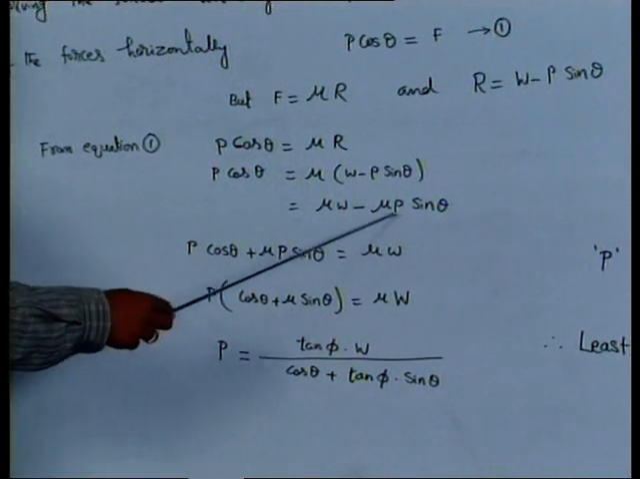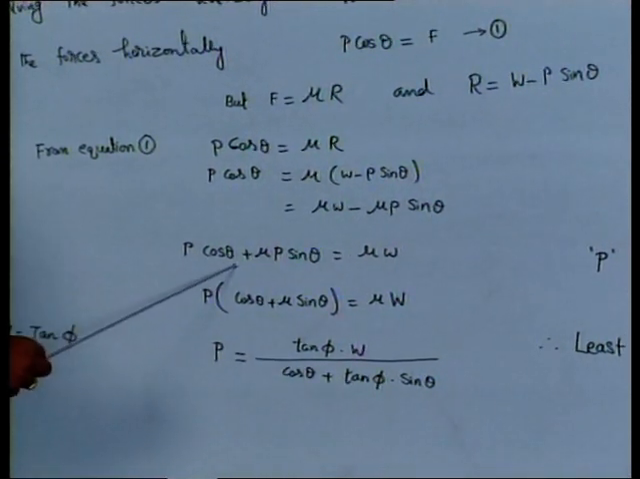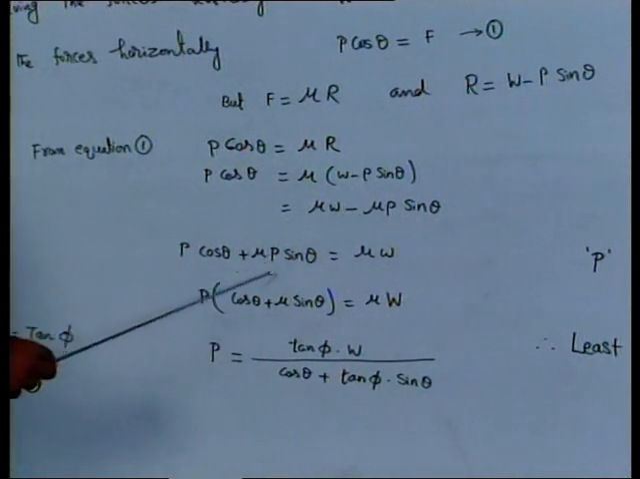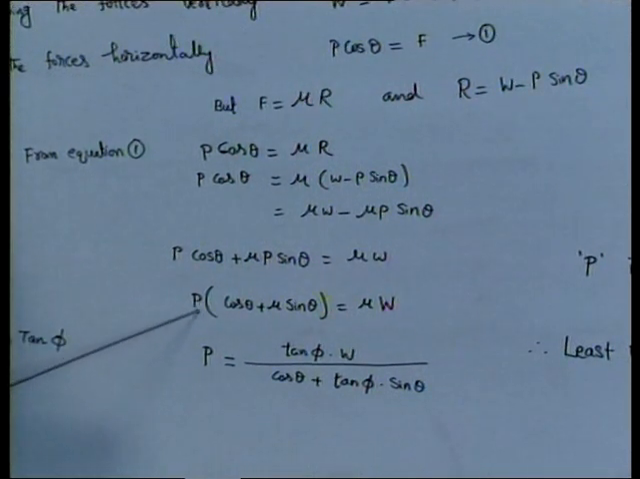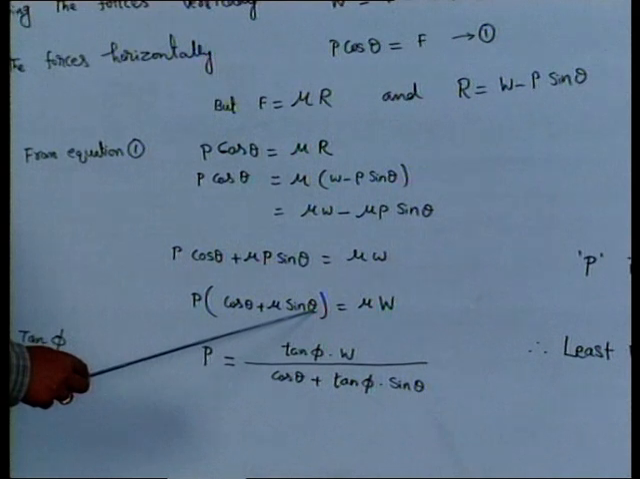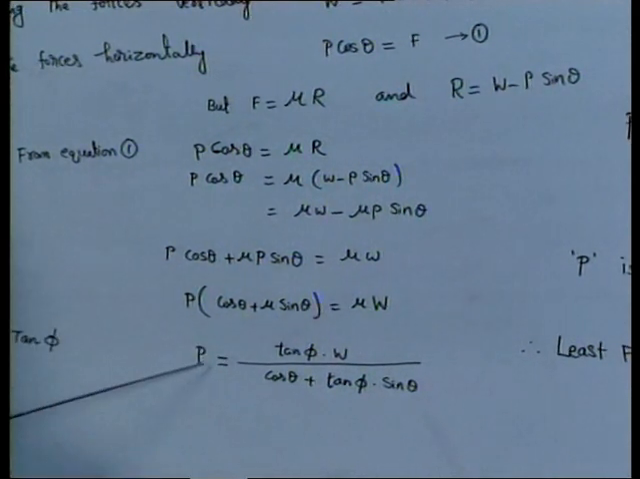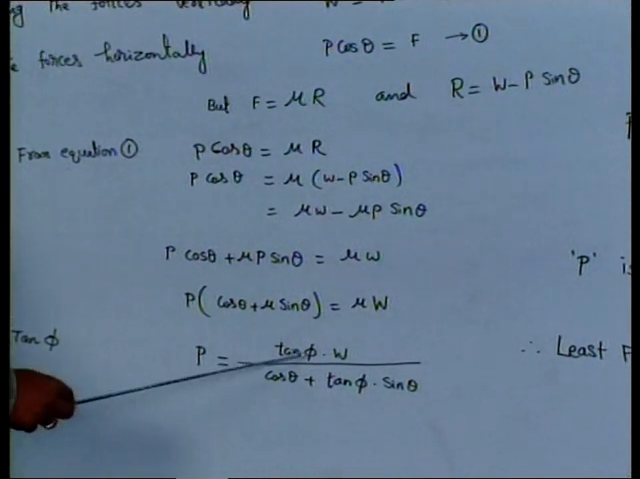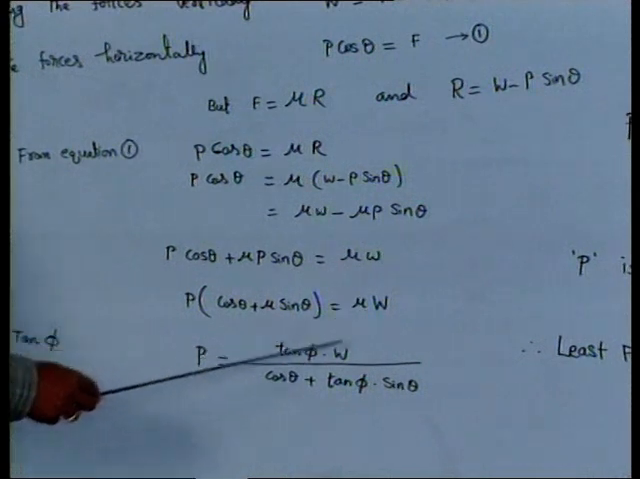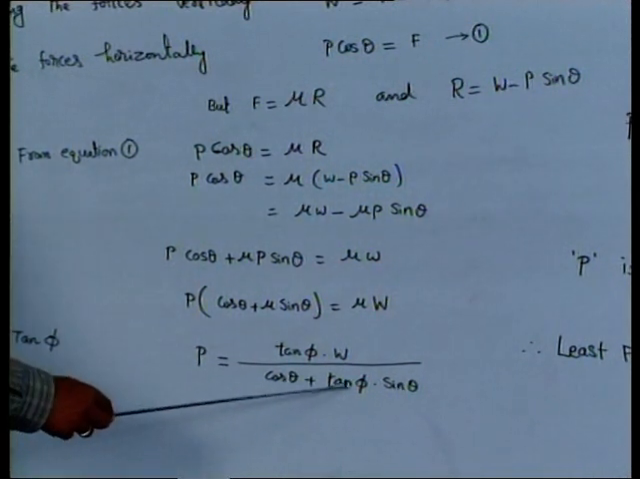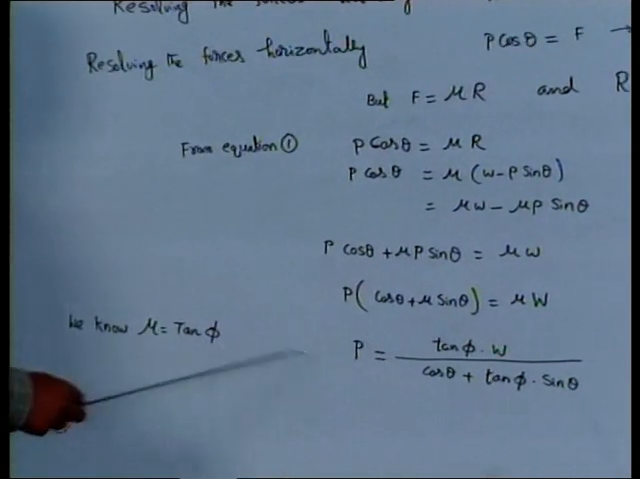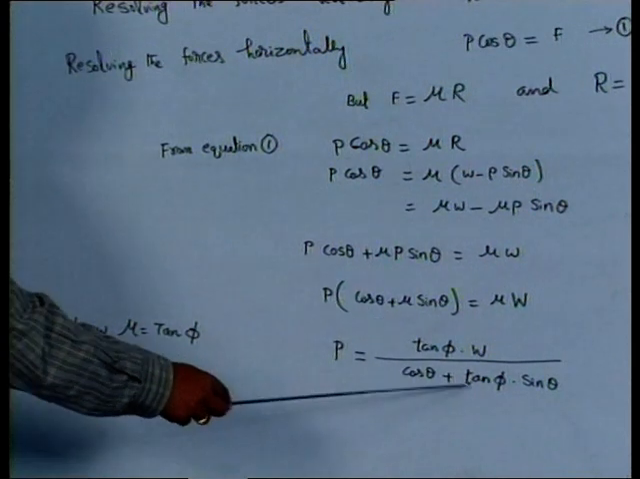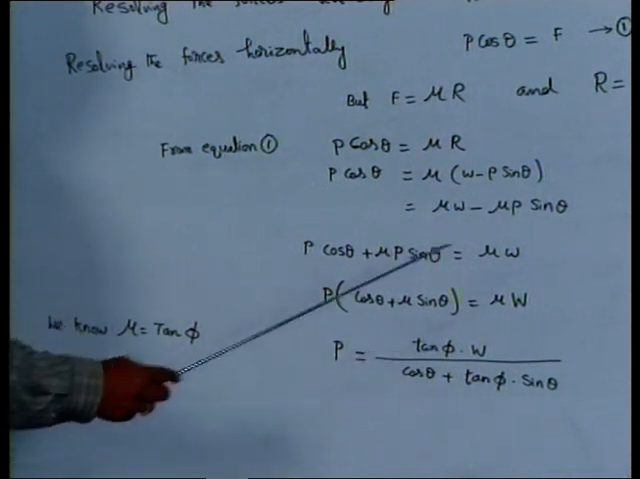And now bringing this minus mu P sin theta to the left, I will get P cos theta plus mu P sin theta is equal to mu W. So taking P outside, P into cos theta plus mu sin theta is equal to mu W. From this equation I can write P is equal to tan phi into W divided by cos theta plus tan phi into sin theta. This tan phi is because we know that mu is equal to tan phi. Instead of mu I am writing tan phi here.